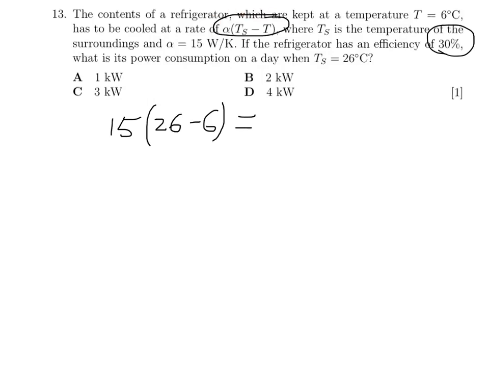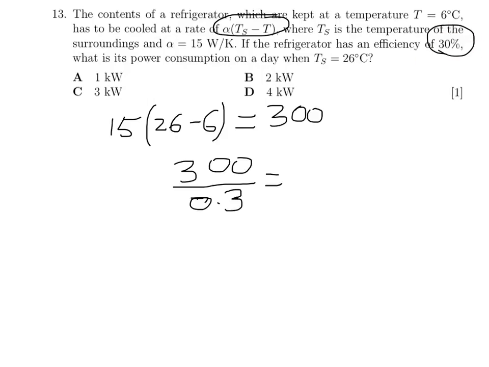So alpha, we're told, is 15, and our temperature of the surroundings is 26 degrees Celsius, and the temperature that we want to get our food to is 6 degrees Celsius. Plugging those numbers in, we find that we need a power of 300 watts. But we're told that the efficiency of the refrigerator is 30%, so we just need to divide by 0.3, and so 300 divided by 0.3 is 1,000, so 1,000 is 1 kilowatt, so it's answer A.